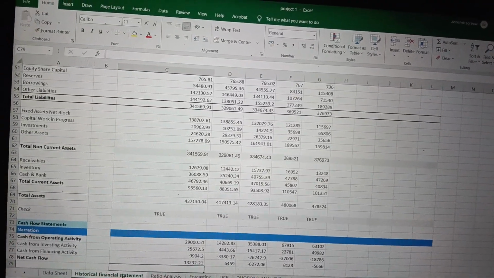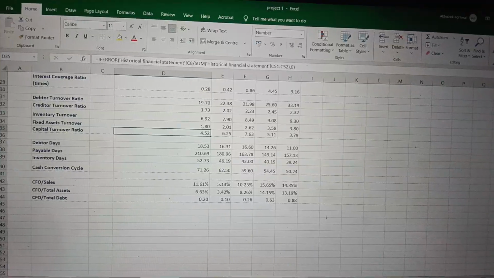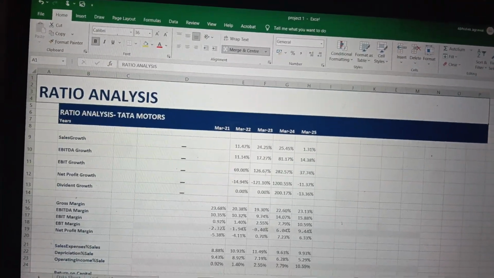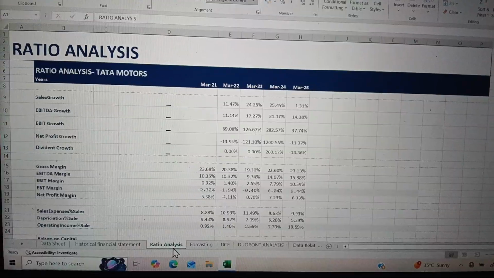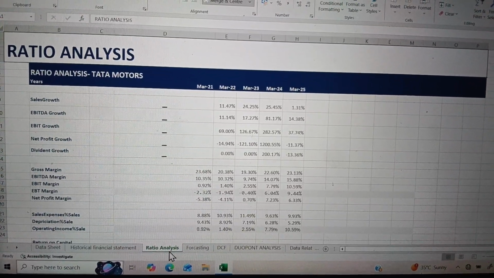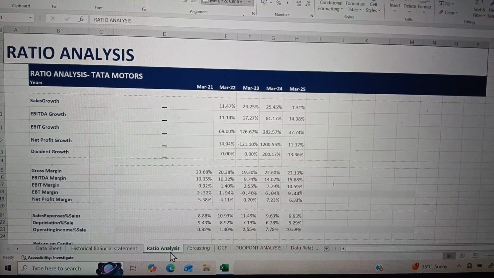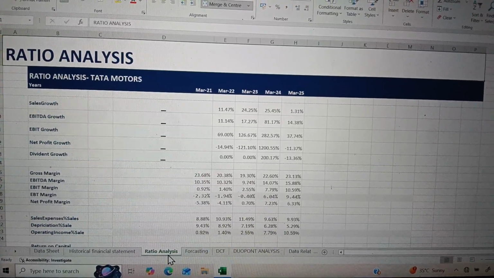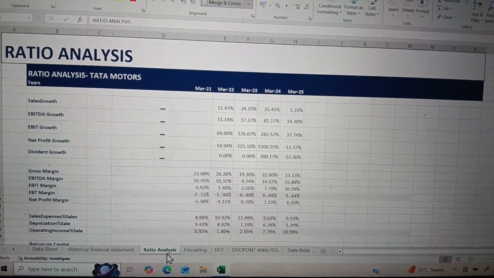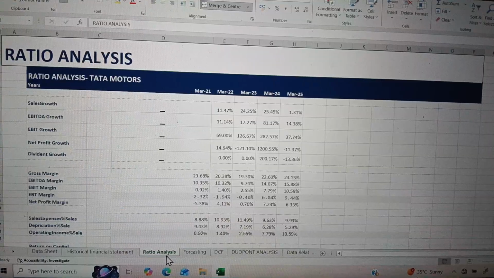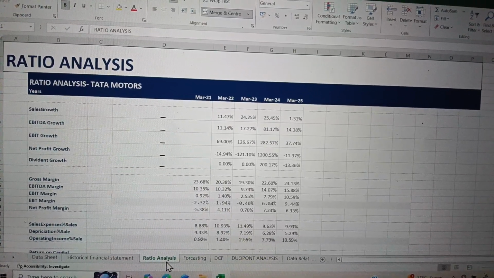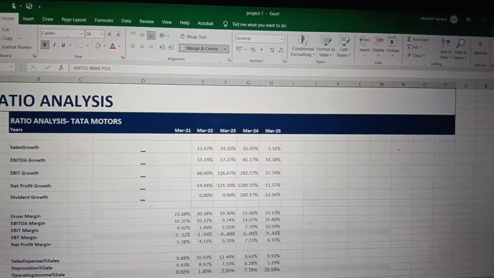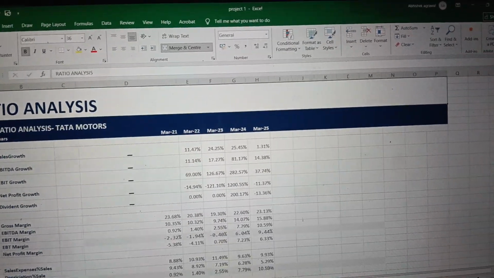So next is ratio analysis. On the ratio analysis, we can see some important ratios that we have to undertake while calculating the financial model. There are many ratios such as return on equity, net profit margin, current ratio, debt to equity ratio. These ratios help us to evaluate the company's profitability, financial stability, and operational efficiency.